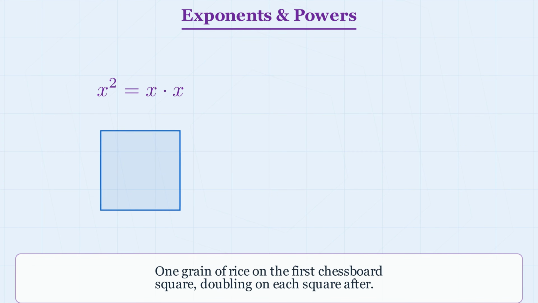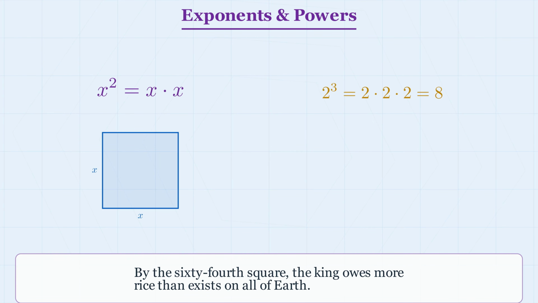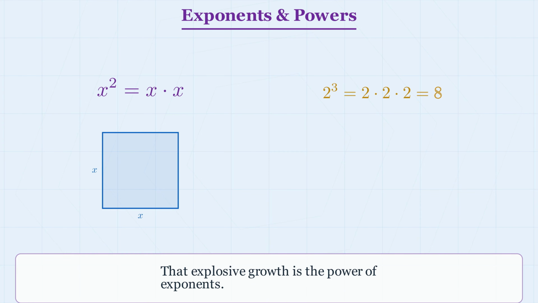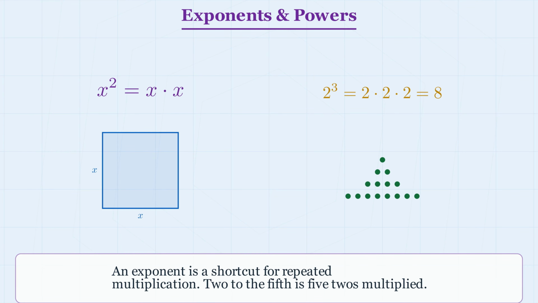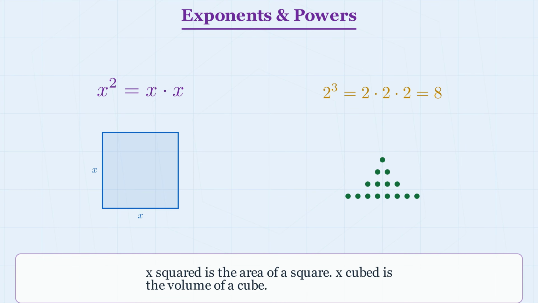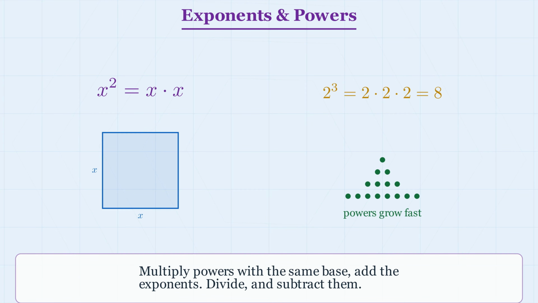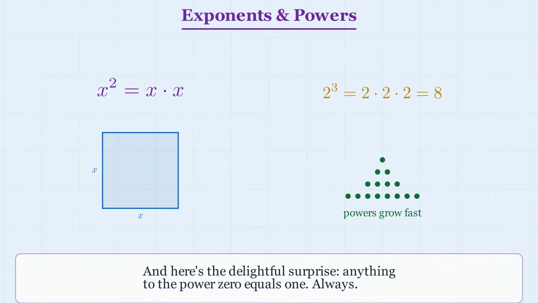1 grain of rice on the first chessboard square, doubling on each square after. By the 64th square, the king owes more rice than exists on all of Earth. That explosive growth is the power of exponents. An exponent is a shortcut for repeated multiplication. 2 to the 5th is 5 2's multiplied. X squared is the area of a square. X cubed is the volume of a cube. Multiply powers with the same base, add the exponents; divide, and subtract them. And here's the delightful surprise: anything to the power 0 equals 1, always.